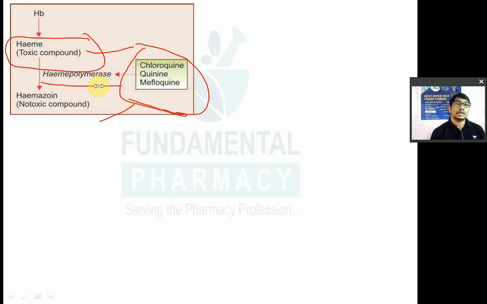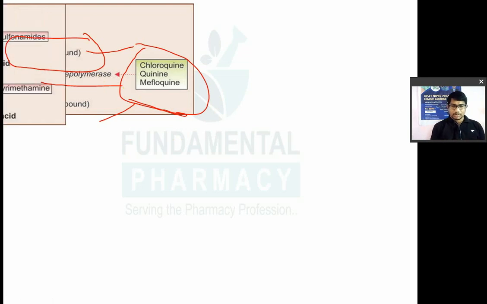So chloroquine is an inhibitor of heme polymerase in the malarial parasite. It will prevent the conversion of toxic heme into non-toxic hemozoin, and that leads to accumulation of a compound which is toxic to the malarial parasite.